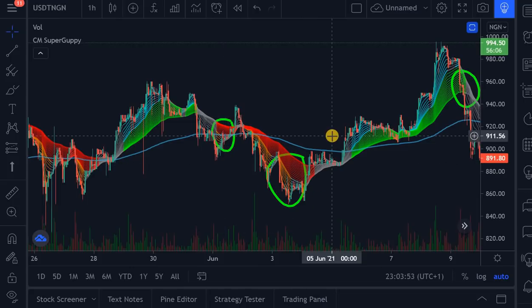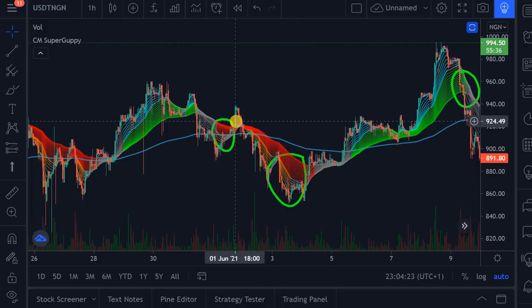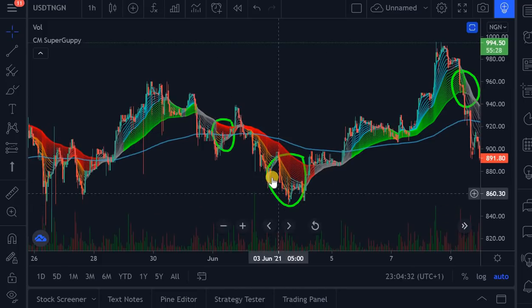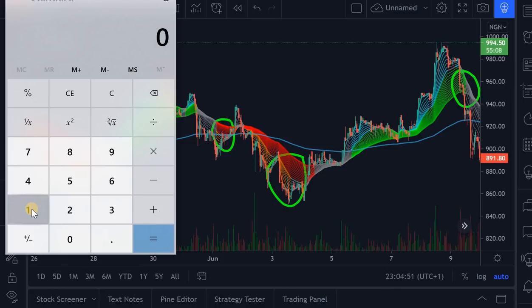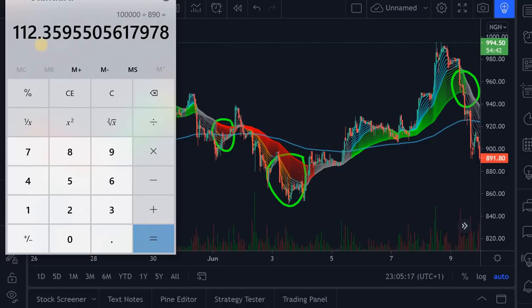For example, let's say I have 100,000 naira to trade. What I would do is use 50,000 naira to buy at this first region right here, and use another 50,000 naira to buy at the second region right here. My average buy-in would be at around 890 naira if I had bought at these two different levels. Now let's bring out the calculator. I am going to use 100,000 naira to buy USDT at a rate of 890. That would be 100,000 divided by 890. This is the amount of USDT I would get if I had bought at that rate.